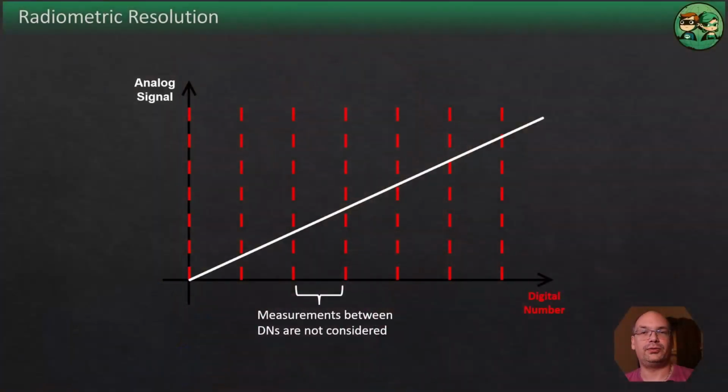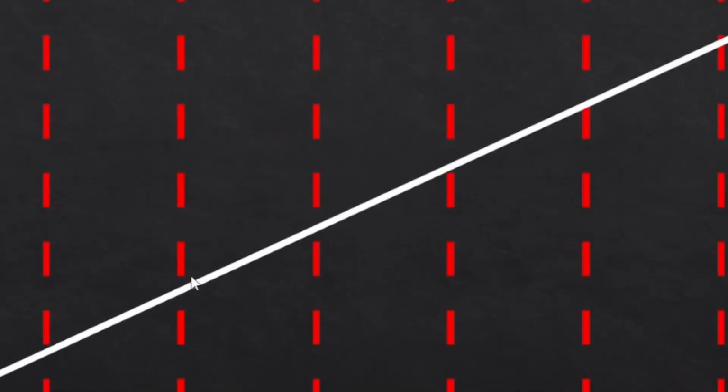Thank you. The radiometric resolution refers to the sensitivity to the magnitude of the electromagnetic energy received by the sensor. It's the ability to discriminate slight differences in energy. This energy needs to be converted into digital numbers. If the recorded value is stored in an 8-bit digital number, there are 256 different values available. Measurements between two digital numbers are not considered and mapped to one of the numbers.